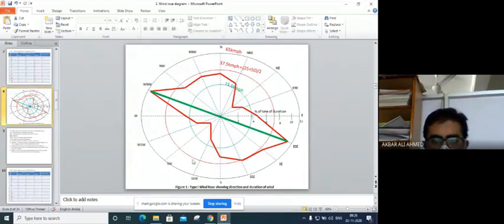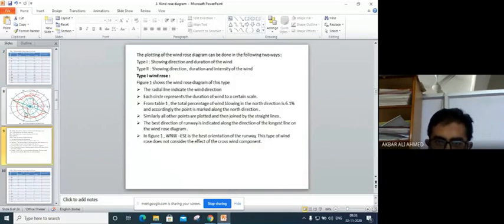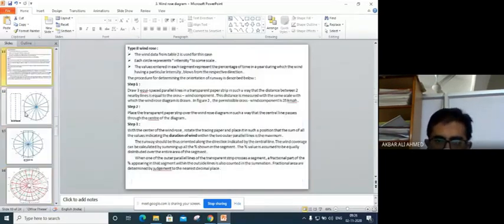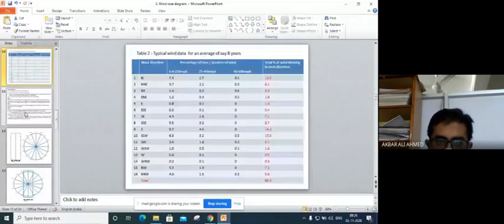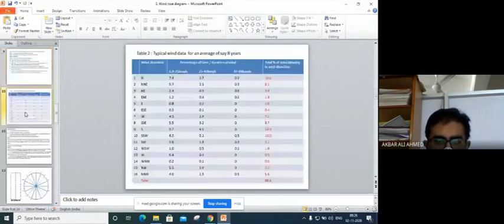But the main problem was that the crosswind component was not taken into consideration in the type 1 windrose diagram. The crosswind component is one culprit, one villain we have seen in the last class, that it is responsible for the disturbance of flight during takeoff, because it is a perpendicular component, and the perpendicular component always tries to interfere with the takeoff or the landing of aircraft. So what we do, we go for the type 2 windrose diagram, which is a modification or improvement on the type 1 windrose diagram. Let us see the type 2 windrose diagram.